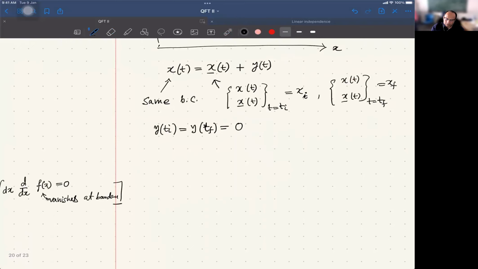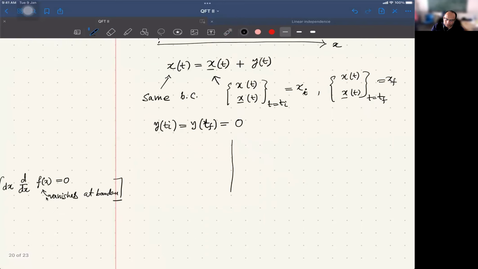Therefore you could plot y against t. So this is t, this is t_f, and suppose this is t_i, and this is y(t). So y(t) is all possible functions.